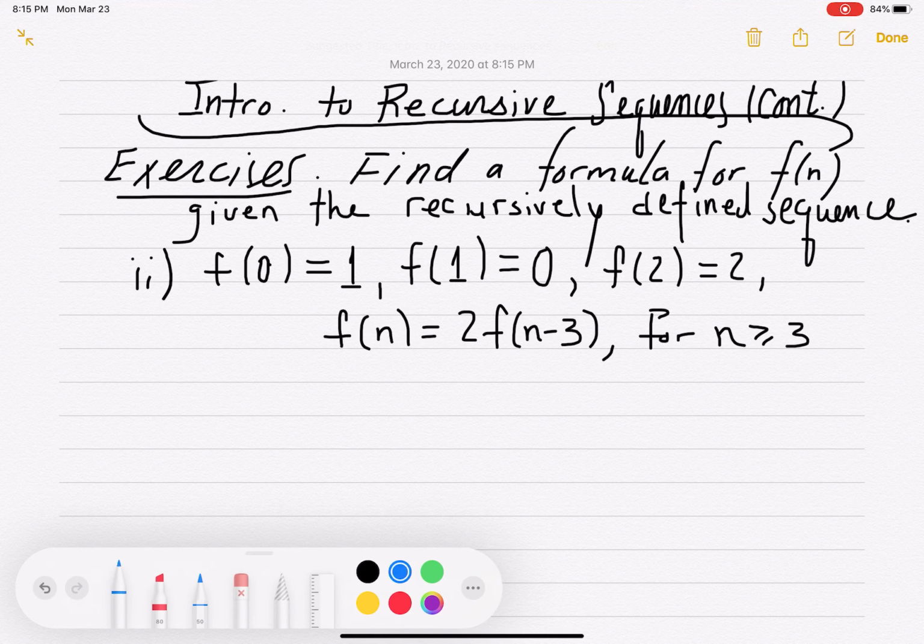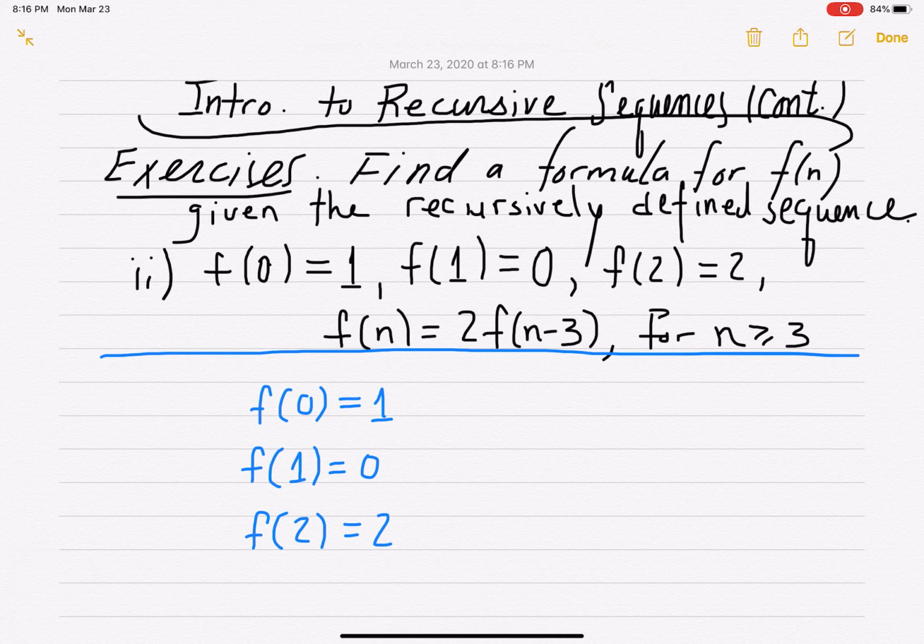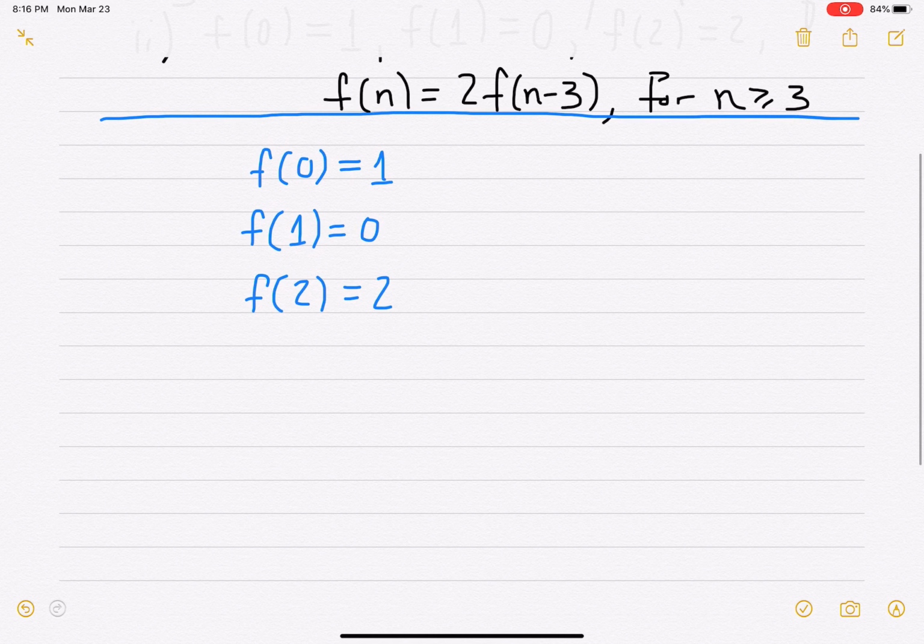So let's write out some of the terms of this sequence. We're going to start with, let's say, f of 0. That one's 1. F of 1 is 0. F of 2 is 2. Okay, so we actually have those first three given. To find the remaining terms, I don't have f of 3 off the top of the given here. So we have to find that, right?